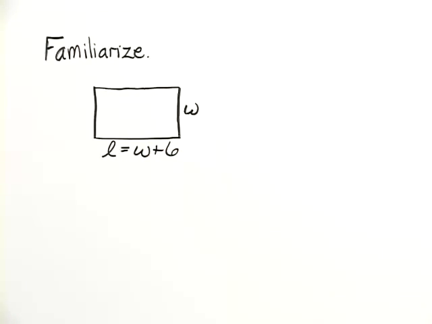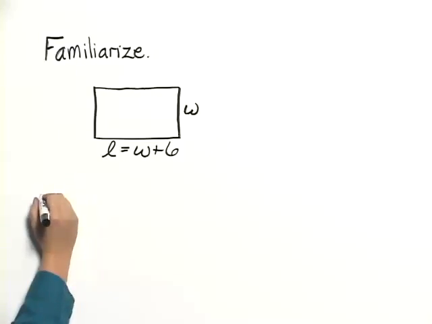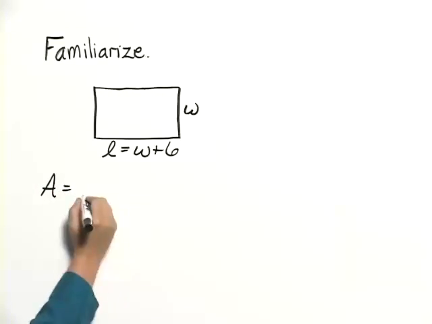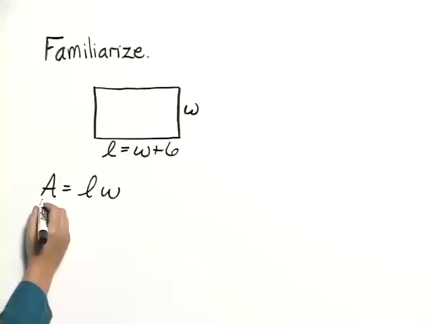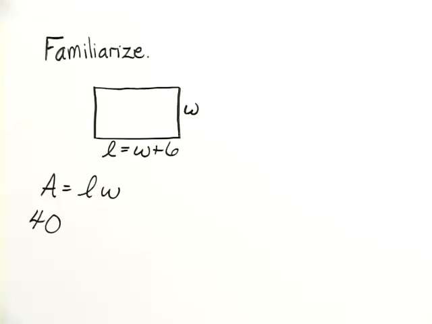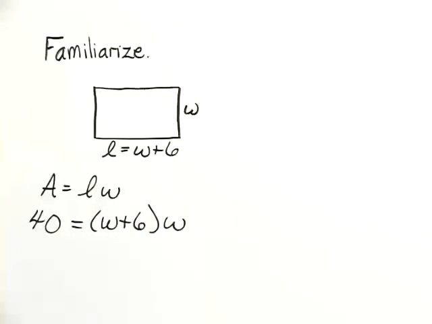Now that allows us to move to the next step, which is to translate. To translate, we need to know the formula for the area of a rectangle. The area of a rectangle is the length times the width. We're given that the area is 40 square meters, so we'll write 40. And instead of using L, we'll use w plus 6 times w. Now notice what we now have is an equation with one variable.